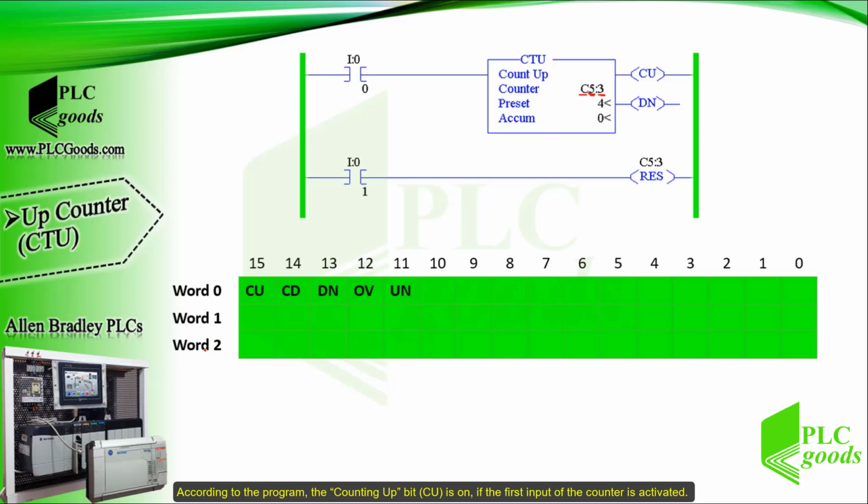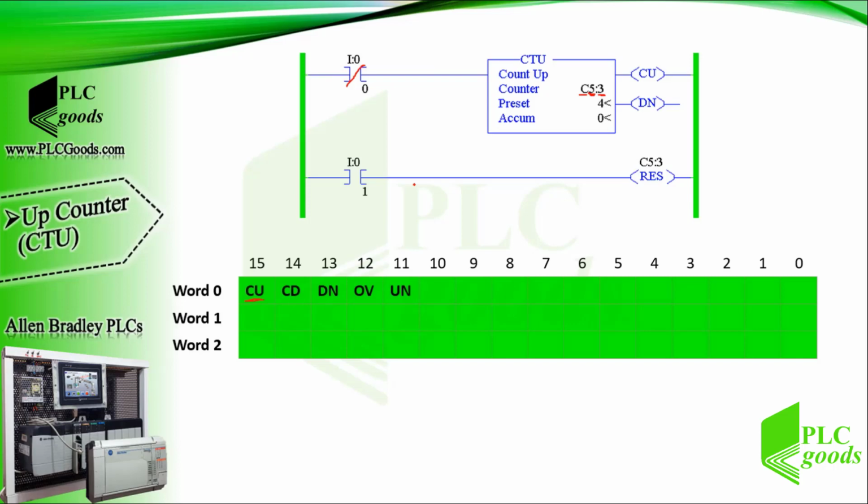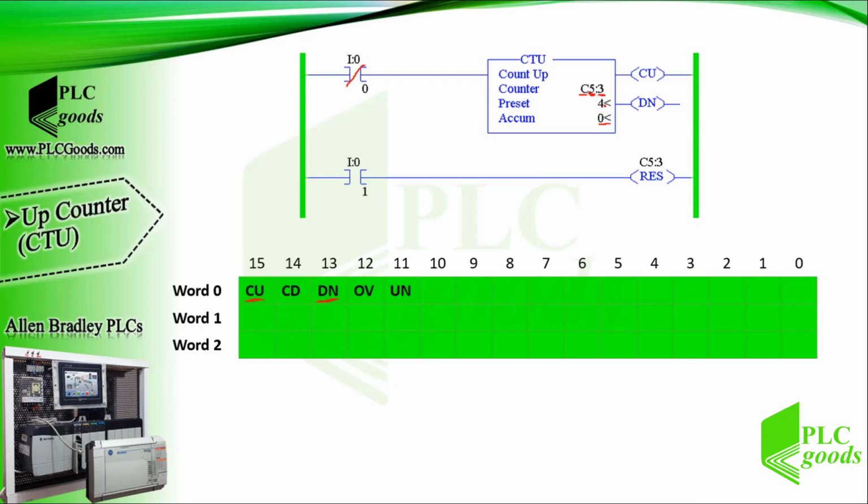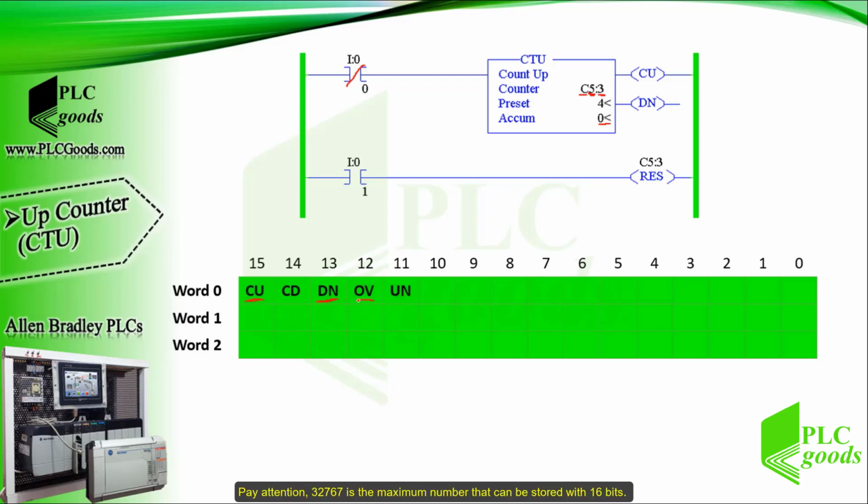According to the program, the counting up bit, or CU, is on if the first input of the counter is activated. The next bit, CD, is used for down counters. The done bit is on when the accumulated value is equal to or greater than the preset value. Now, what is the overflow bit? Pay attention.